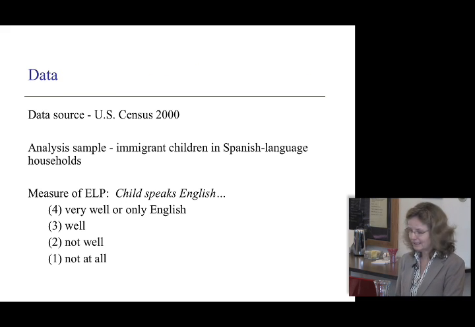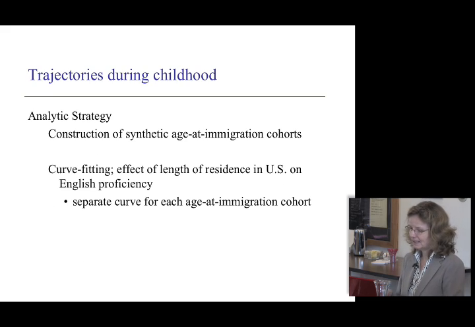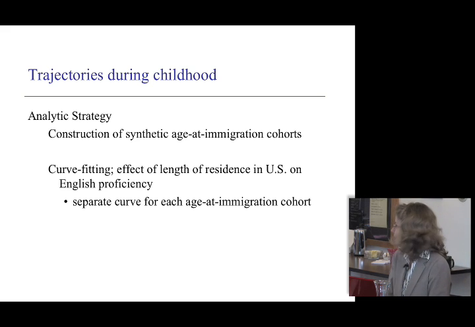I'm going to use census data, which has as an advantage a large number of cases, so I can pull out trends. I'm going to construct synthetic age at immigration cohorts, and I'm going to do curve fitting. So here's what the data look like.